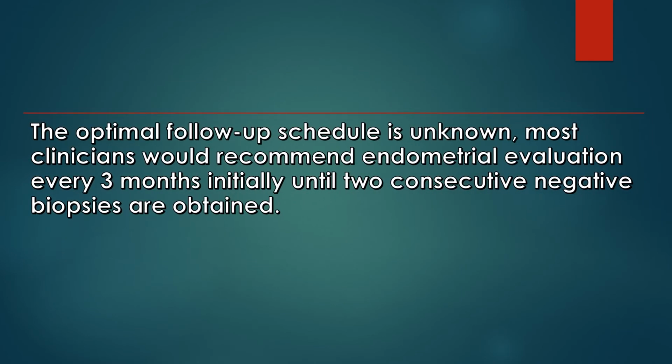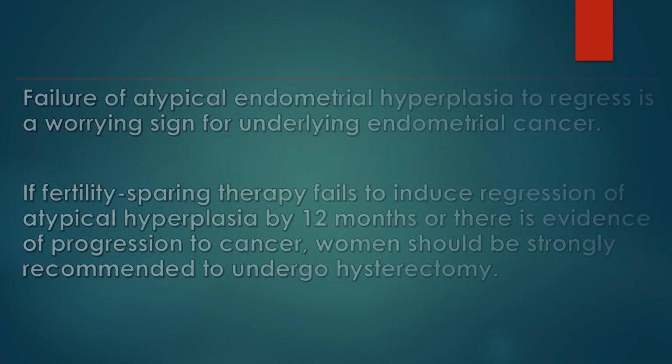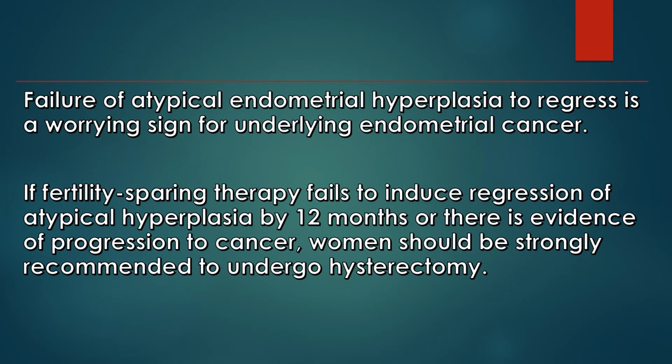The optimal follow-up schedule is unknown. Most clinicians would recommend endometrial evaluation every 3 months initially until two consecutive negative biopsies are obtained. Failure of atypical endometrial hyperplasia to regress is a worrying sign for underlying endometrial cancer. If fertility-sparing therapy fails to induce regression of atypical hyperplasia by 12 months, or there is evidence of progression to cancer, women should be strongly recommended to undergo hysterectomy.